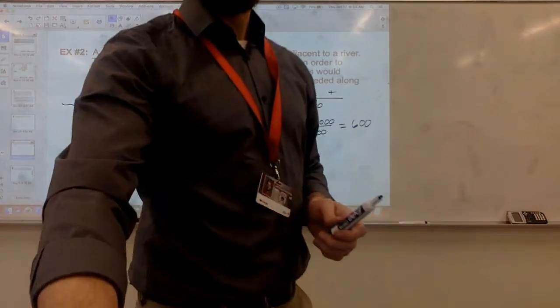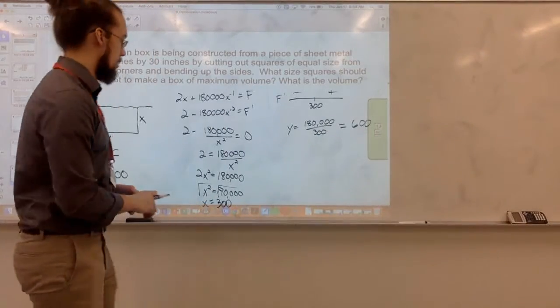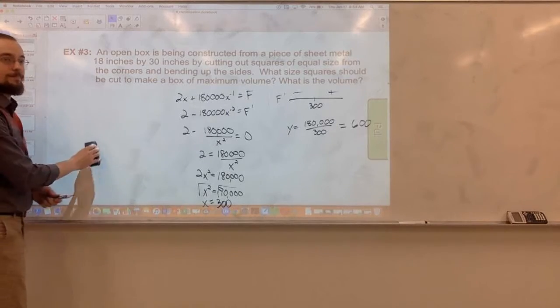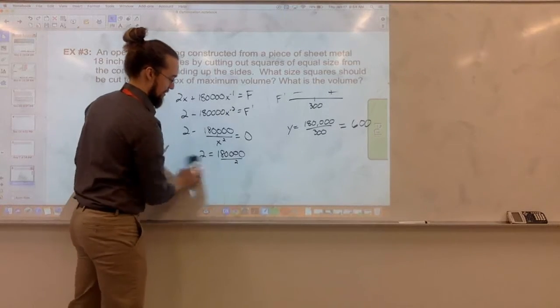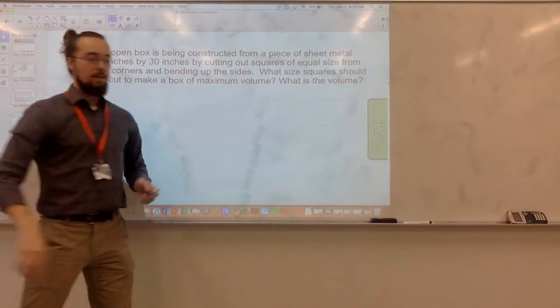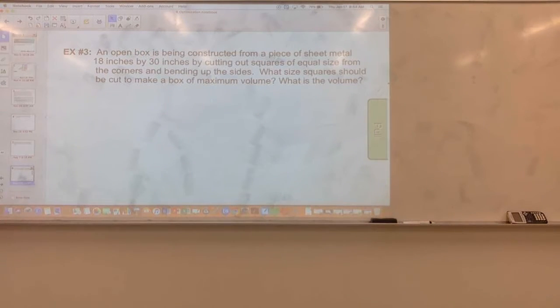All right, let's try to squeeze one more example in here. I know there's some guys. Yeah, open boxes being constructed from a small piece of sheet metal. Inches by 3. I said no. Either way, we're probably going to have to do it. This is not a democracy. This is a dictatorship.